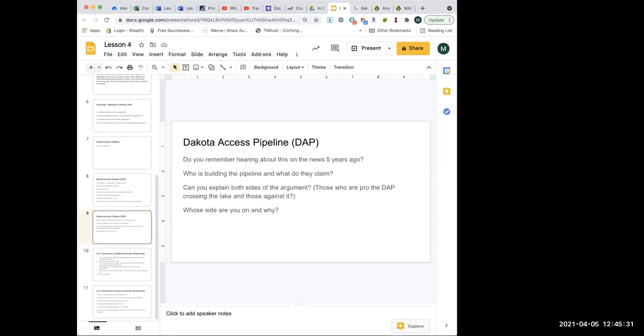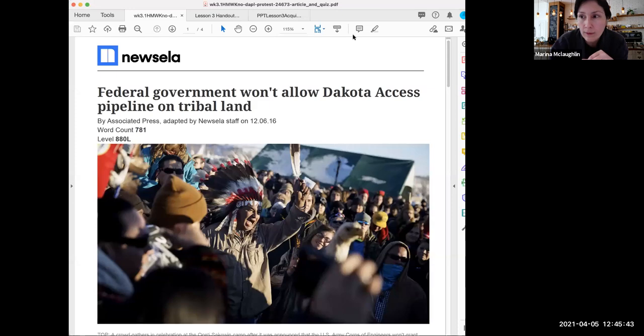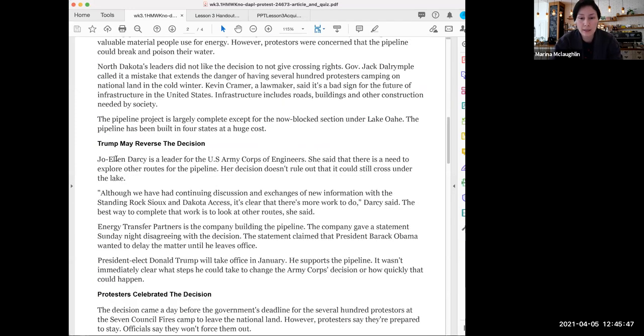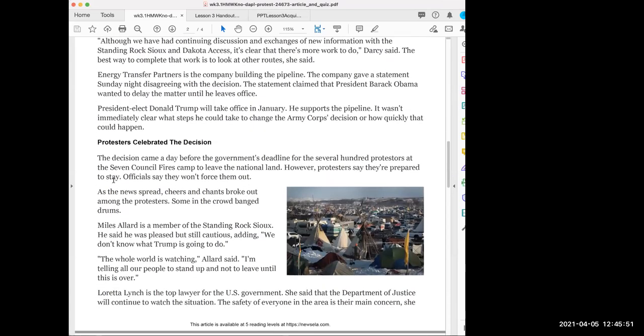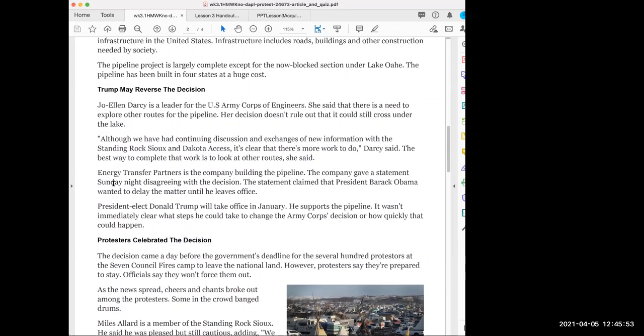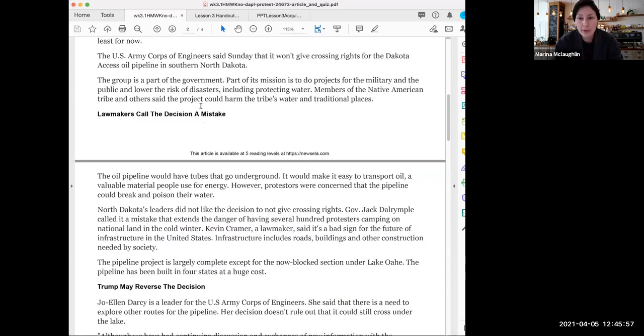Paragraph starting, 13? Okay, let's go take a look. All right, thank you, Andy. Let me go ahead and share the screen again. Let's see here. Okay, so paragraph 13, huh? Paragraph starting with lawmakers call the decision a mistake. Oh yeah, right.